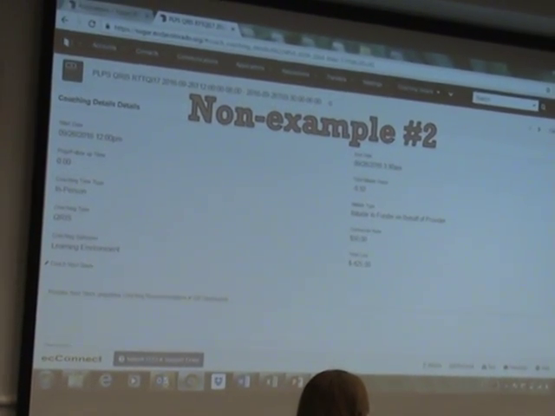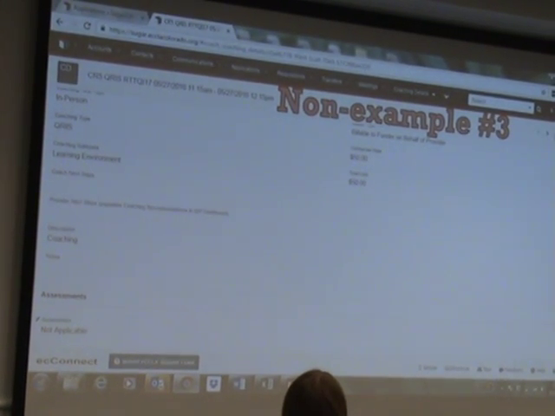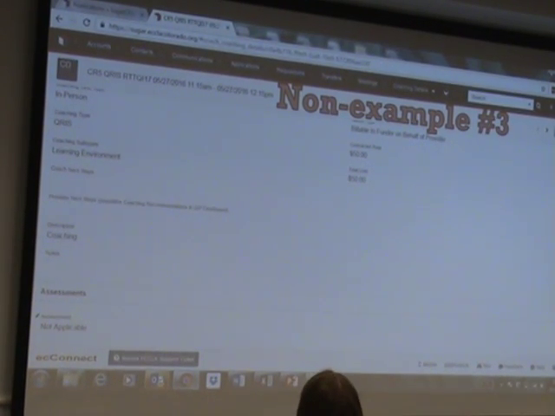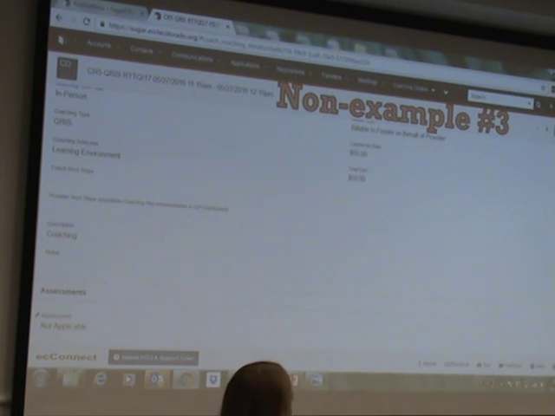Okay. Here's the third one. What's wrong with this one? The description. It's one of those fun ones that says coaching. And that's when we are calling saying, okay, can you please give me a little more? Tell me a little bit more about what happened. And this was actually on their coaching log too, it said coaching. So we had to call them and get some more information. So it can't say, see attached coaching.